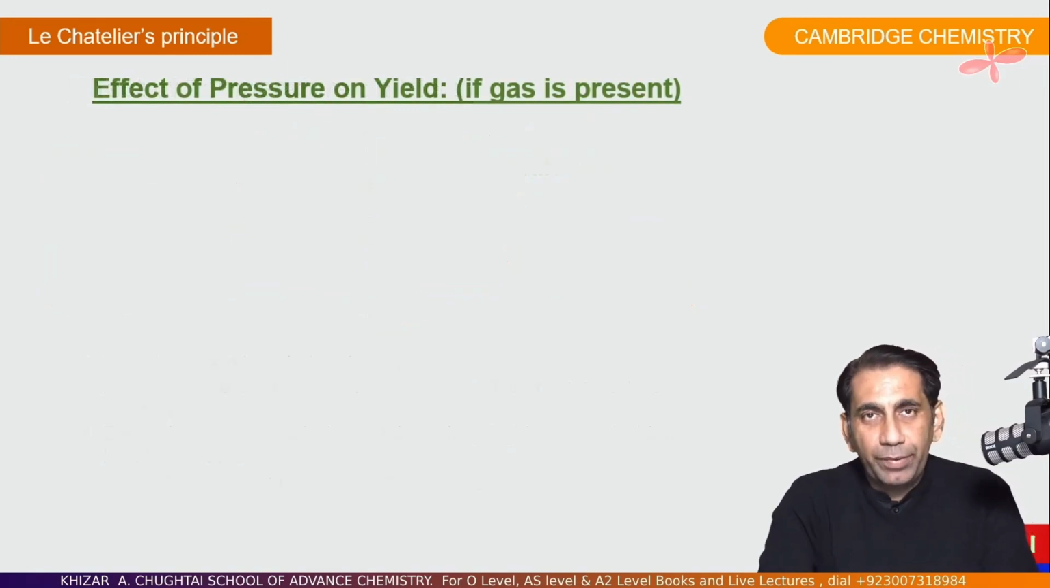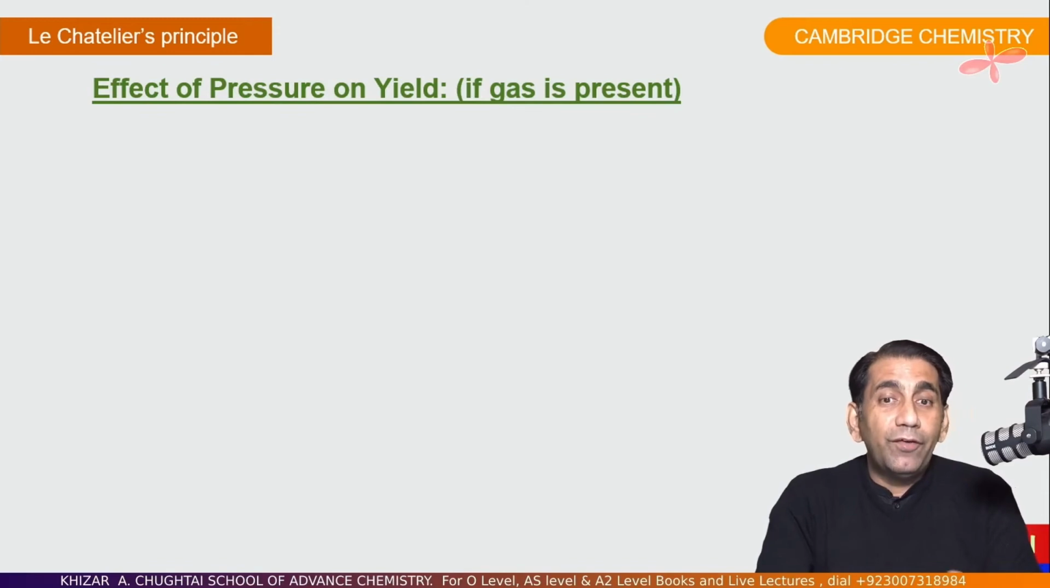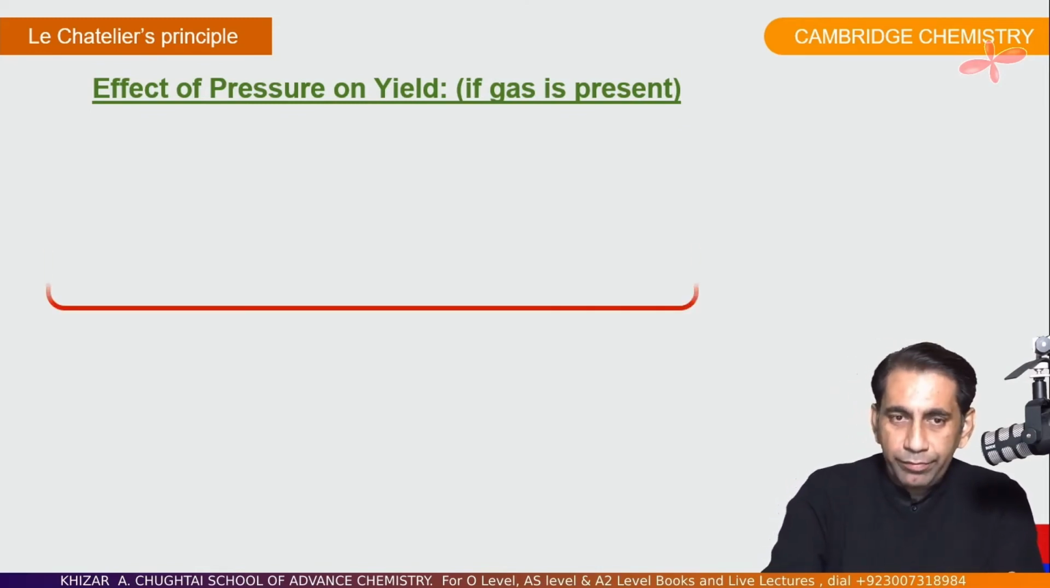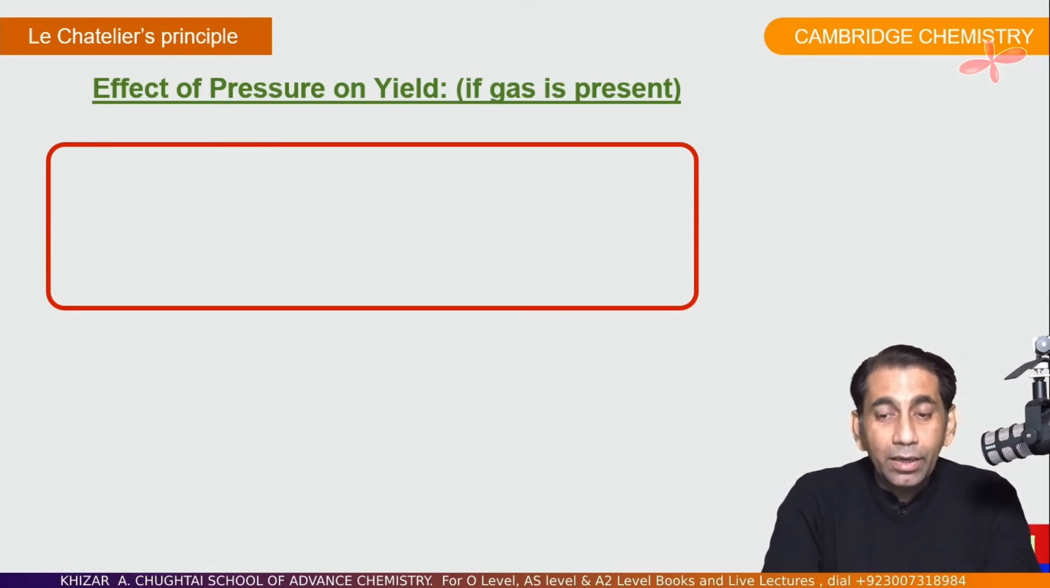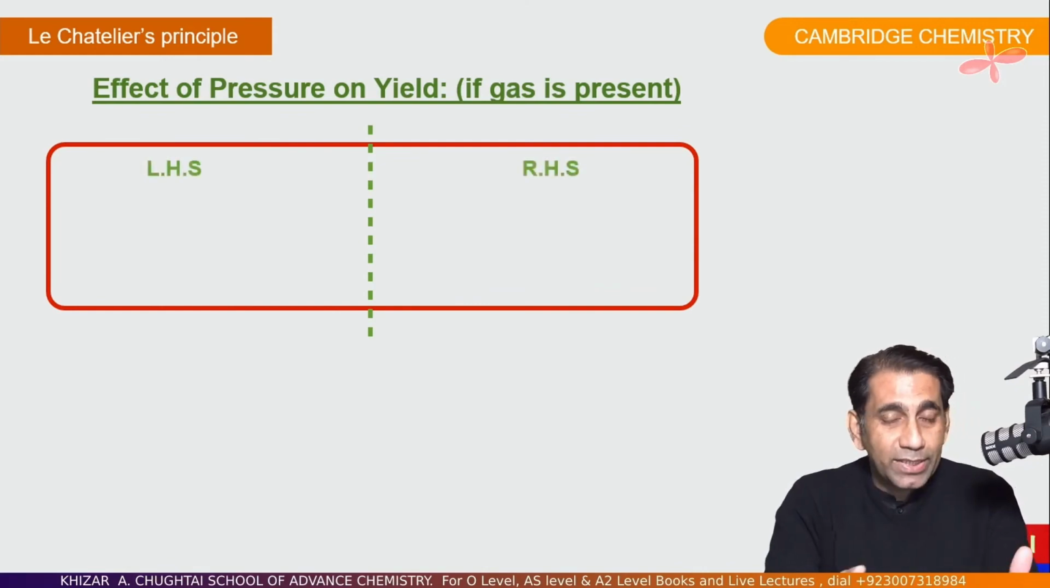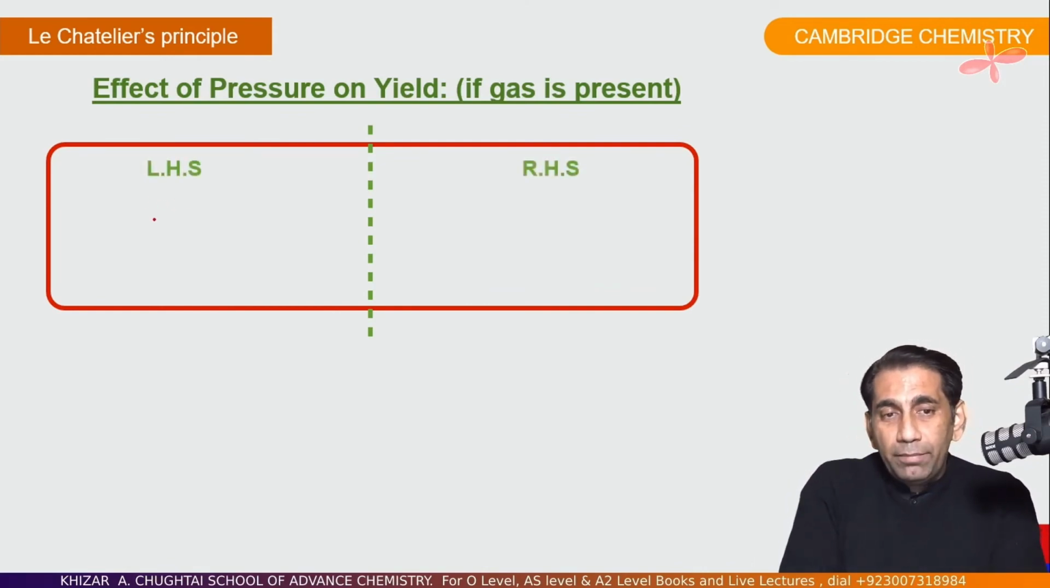The last one is the effect of pressure on the yield. If gases are present in the chemical reaction, then there is an effect of pressure. If no molecule is in the gaseous state, then there will be no effect of pressure on the yield of a chemical reaction. Once again, I'm taking a sealed container, and I'm going to divide it imaginarily into two portions. One is the right hand side and the other one is the left hand side. Once again, for example, I'm writing nitrogen gas plus hydrogen gas going to, first of all, they will meet together to make 2 moles of ammonia gas.